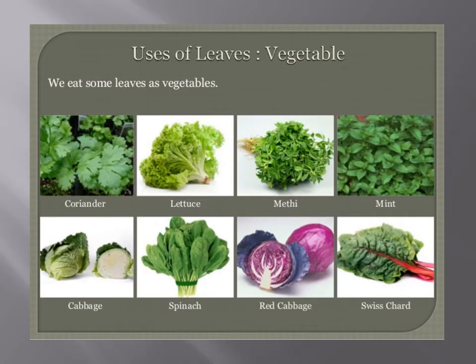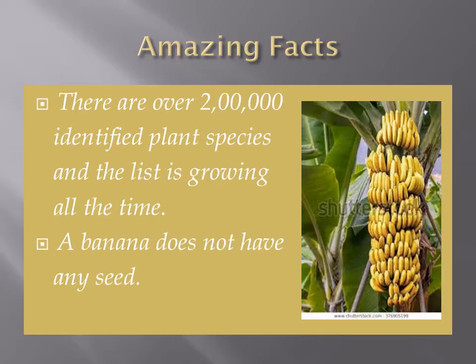Let's see the picture of these leaves. We can use these leaves as vegetables. First picture is coriander, then lettuce, methi, mint, cabbage, spinach, red cabbage and Swiss chard. So these leaves we eat.